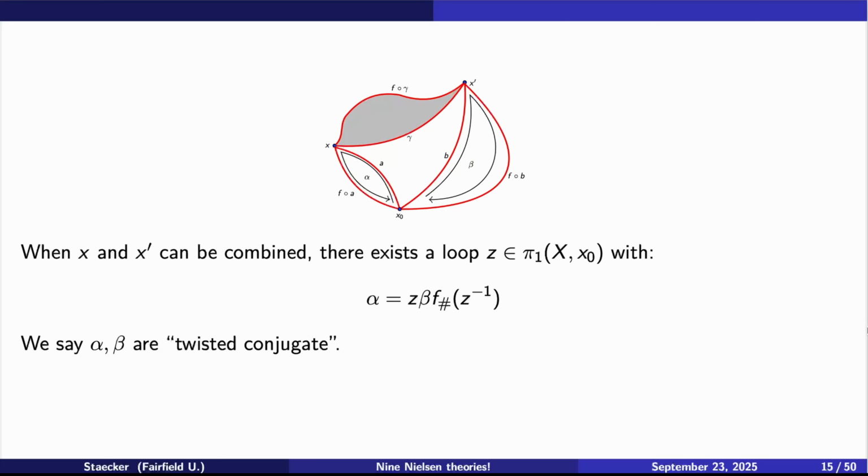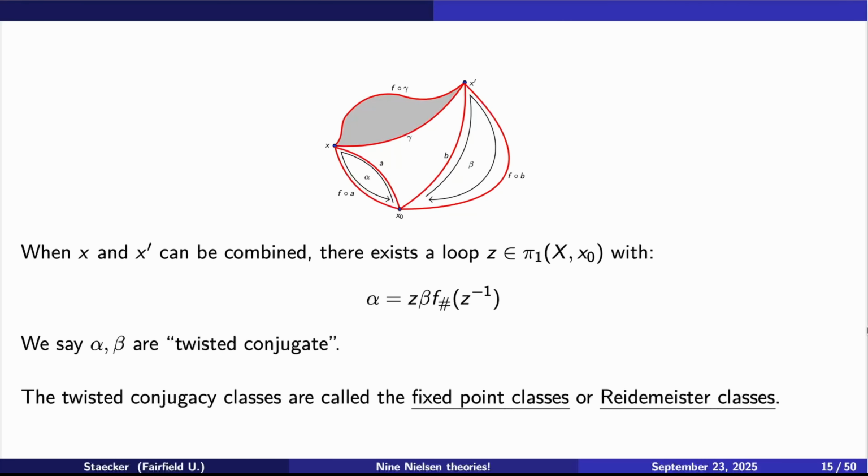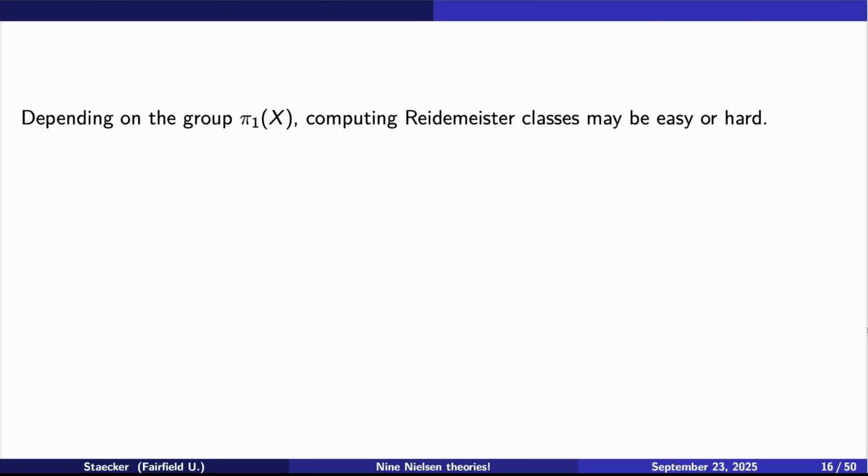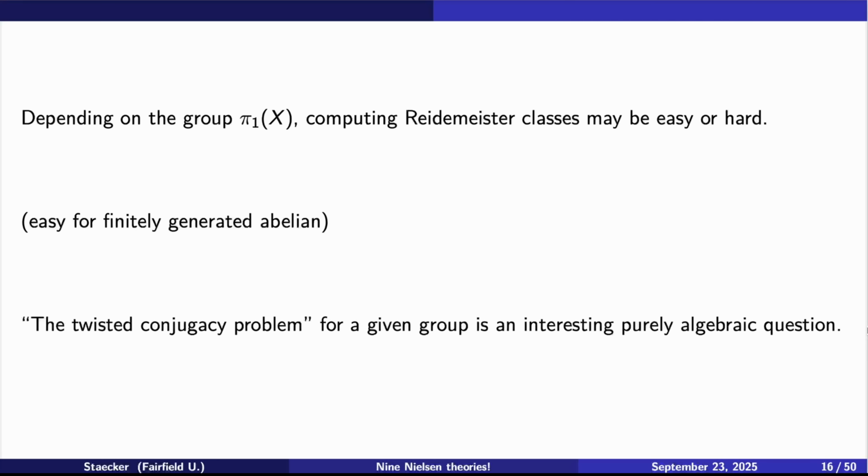All right. And then the classes that you get are called the fixed point classes. They're also called the Reidemeister classes. So this is the second main ingredient. And like I said, depending on what the group is that you're talking about, the Reidemeister classes might be easy or hard to compute. It's fairly easy if your group is a finitely generated abelian group, then you can express the induced homomorphism as a matrix, and all of these calculations are pretty straightforward. All right, but for more general groups, more difficult groups, this is called the twisted conjugacy problem, and it's a purely algebraic thing that you can talk about. Like for instance, for free groups, this is a hard problem to solve in general, the twisted conjugacy problem.